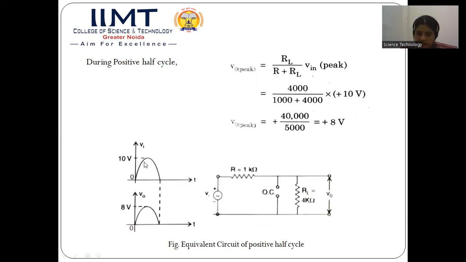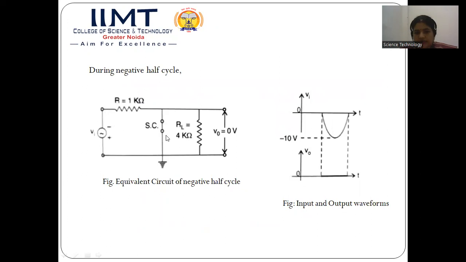So this is the input waveform and this is the output waveform of the positive half cycle. So this is how we will get the output. And in the negative half cycle, as the diode is short circuit, we will not get any output. So in the negative half cycle, we will not get anything. The negative half of the waveform will be clipped off.